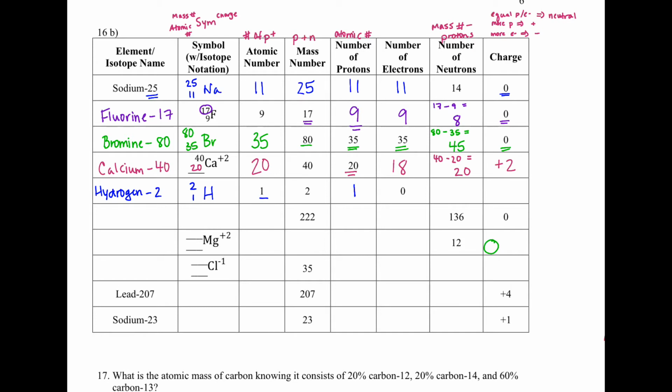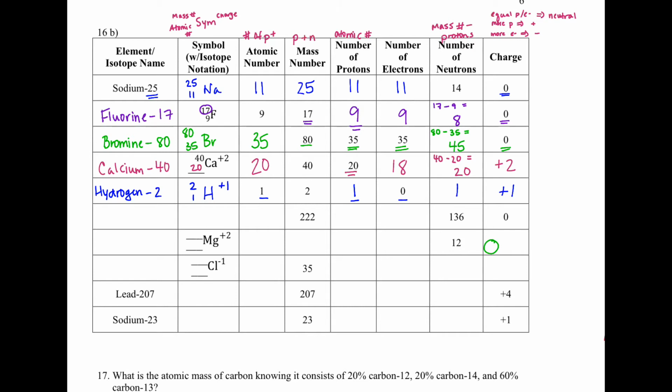As far as the charge goes, if the atomic number is 1, that means we have 1 proton. So if I have 1 proton and 0 electrons, I have 1 positive and no negatives, so our charge would be +1. So I should write that back here in my symbol. And then for our neutrons, 2 minus 1 would give us 1 neutron.